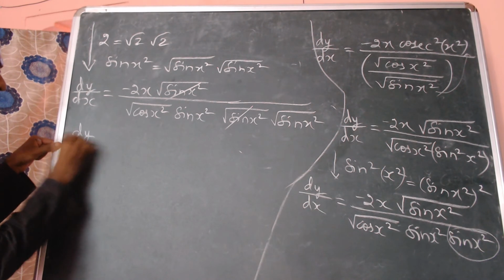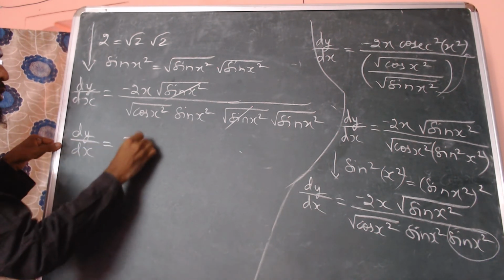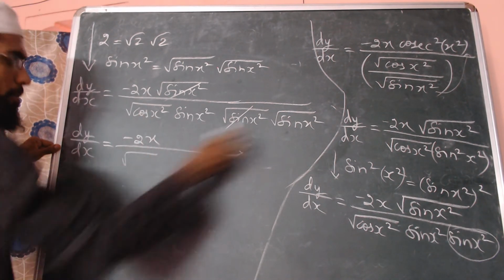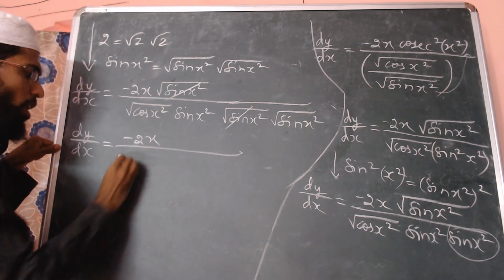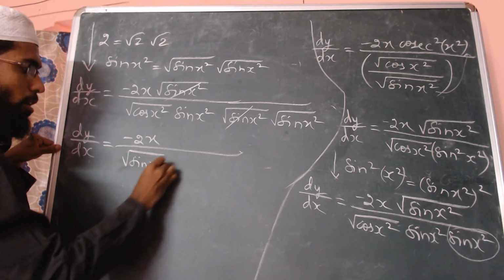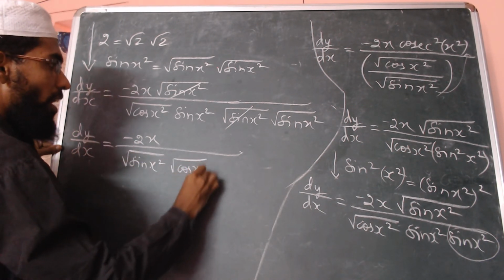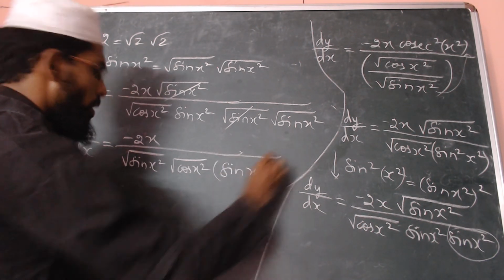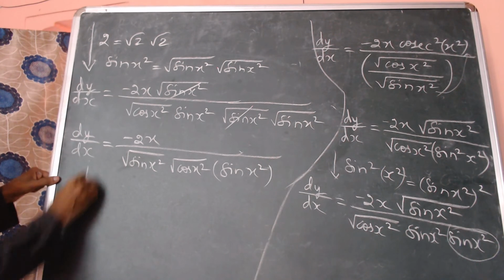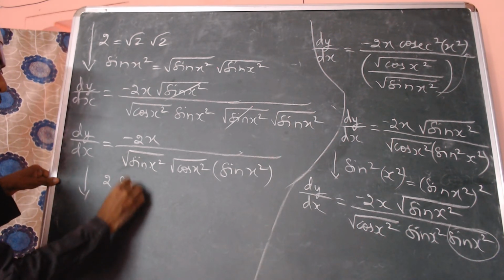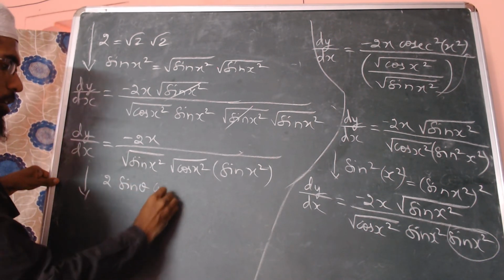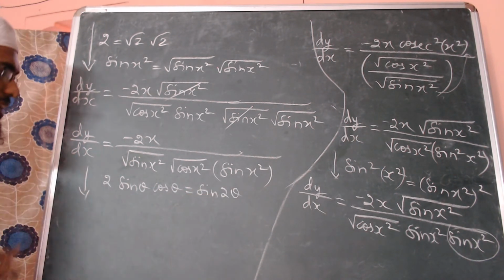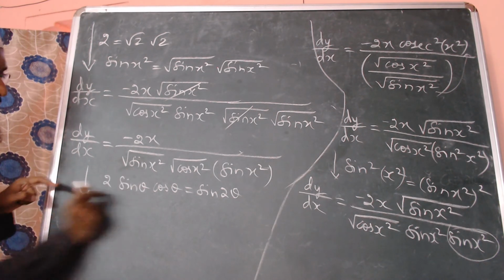dy by dx equal to minus 2x divided by, what is left out? Root of sine x square, root of cos x square into sine of x square. Right, now if you see, it is of the form, we know that in trigonometry 2 sine theta cos theta is nothing but what? Sine 2 theta. So I can try to use this formula over here.